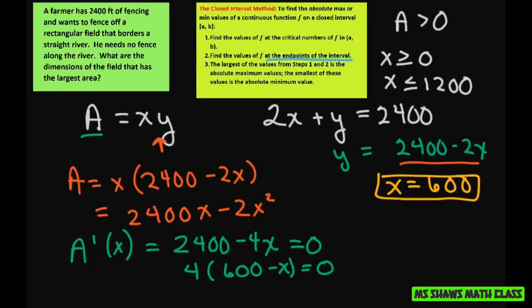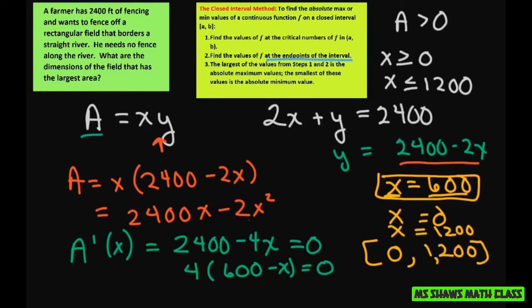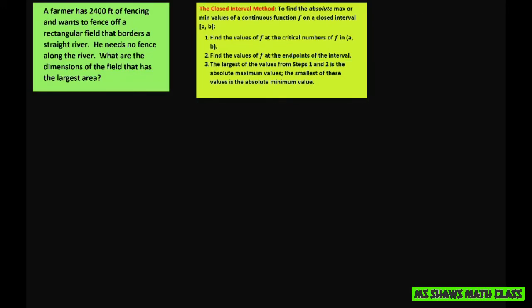Now all we have to do is evaluate it with the closed interval method. So we're going to evaluate x equals 600, x equals 0, because we're using our closed interval 0 to 1,200. And we're also going to evaluate x equals 1,200. So we're going to evaluate these three and then find our answer.